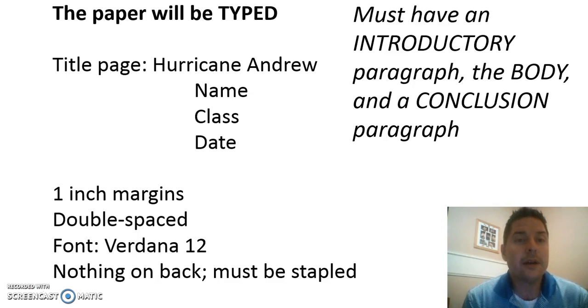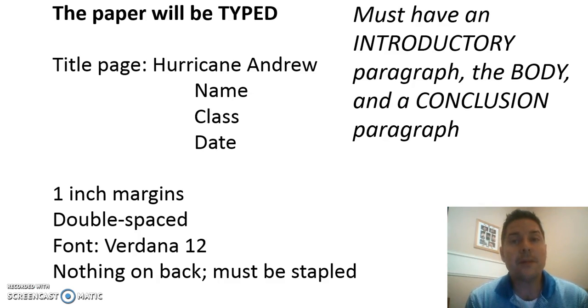The title on the title page is going to be Hurricane Andrew. You're going to put your name, the class, either aquatic science or earth and space, and the date. The paper will have 1-inch margins. The paragraphs will be double spaced. It will be Verdana 12 font. Nothing can be typed on the back, and it must be stapled.